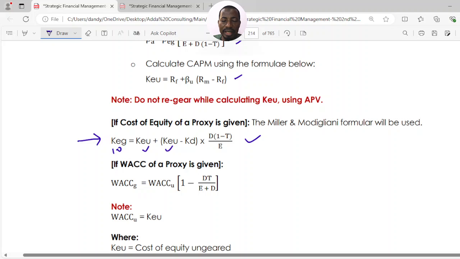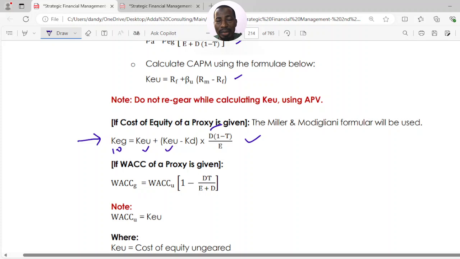The KD is the interest rate, the coupon rate on the debt. So, for example, you may be given an 8% bond or 8% debenture or 10% debenture. That 10% is the interest rate associated with the debt. That's the coupon rate, so you come and slot it in there. However, if in the question you are not given the cost of borrowing, then you are going to assume the risk-free rate of return as the cost of borrowing for the proxy. Then D here is the debt value of the proxy. E is the equity value of the proxy.